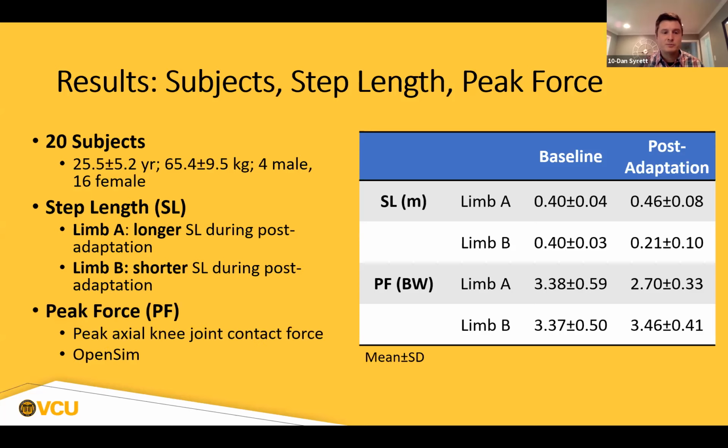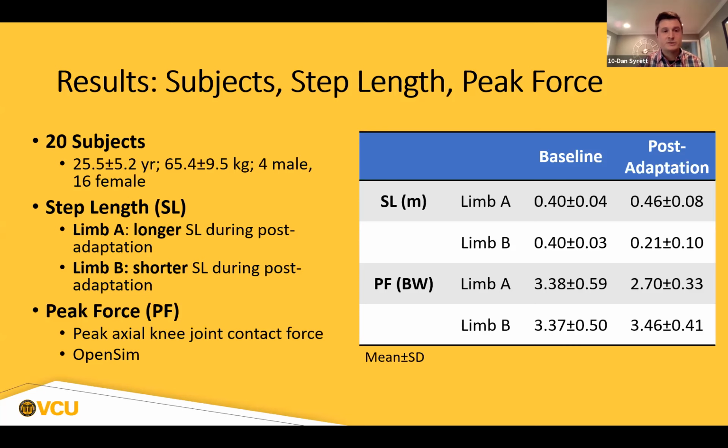We also examined peak axial knee joint contact forces in both limbs using OpenSim and the Gait 2392 model. We used the contained joint force analysis tool. And from the raw data here, you see similar values for the baseline peak force and body weights that then diverged during the post-adaptation condition.